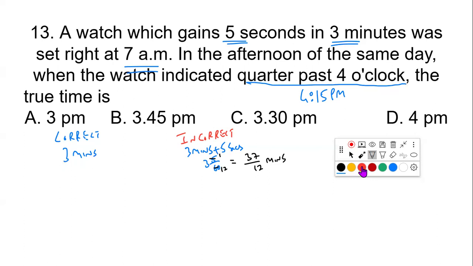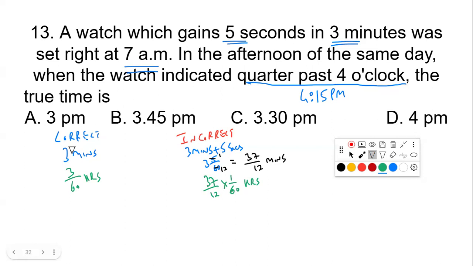If I have to convert this into hours, the next step is hours. So 3 by 60 hours. And this will be 37 by 12 into 1 by 60 if I do. This is also in hours. Are you there up to this point?